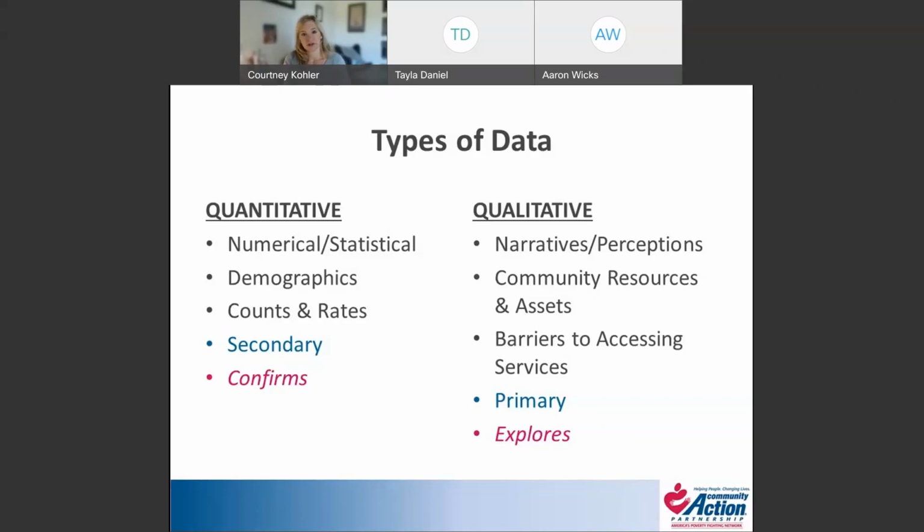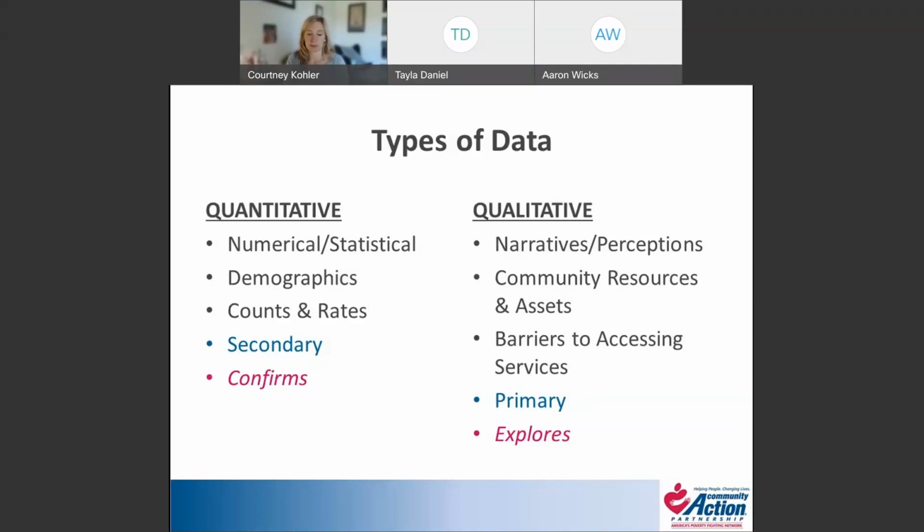And then qualitative data is really about the narratives and the perceptions. Oftentimes that can be based on quantitative data, or just what people feel and what's happening in a community or within an agency or whatever it might be. Some examples might be community resources or assets within the community, because that's not necessarily numerical data that you can pull together unless it's simply how many of something. And then it also might be barriers to accessing services. Those are going to be more narrative type data.